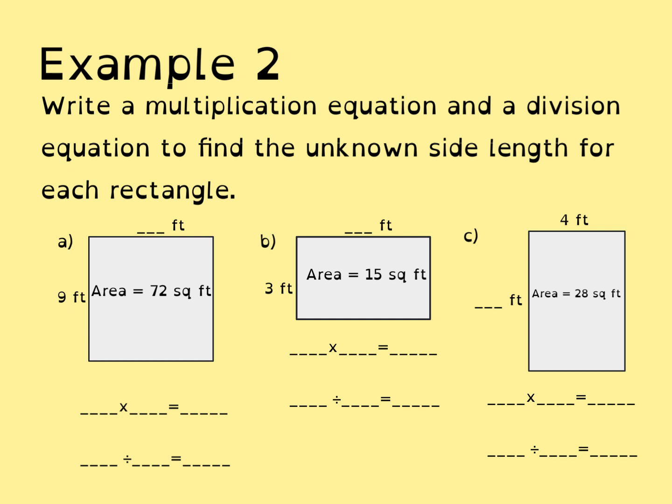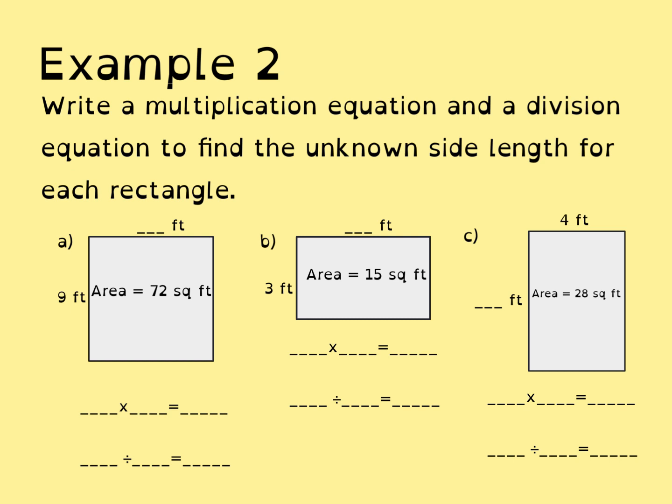Now let's look at example 2. Write a multiplication equation and a division equation to find the unknown side length for each rectangle. So from the last problem, we know that a side length times a side length equals the area of the shape. So if we took the area of the shape and divided it by the given side length, that would give us the missing side length.